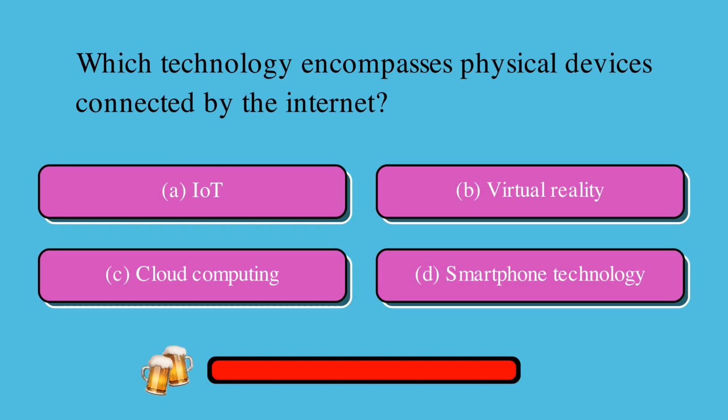Which technology encompasses physical devices connected by the internet? Is it A, IoT, B, virtual reality, C, cloud computing, or D, smartphone technology? The correct answer is A, IoT.